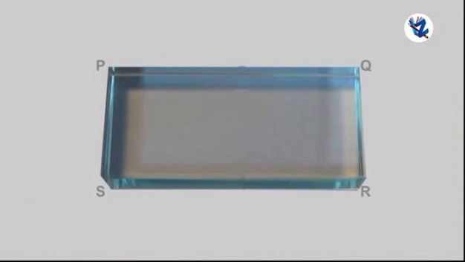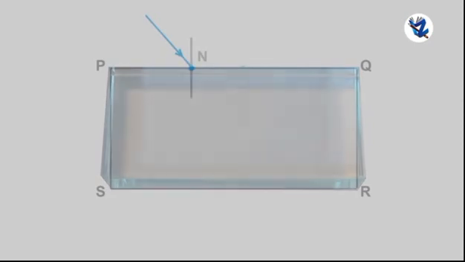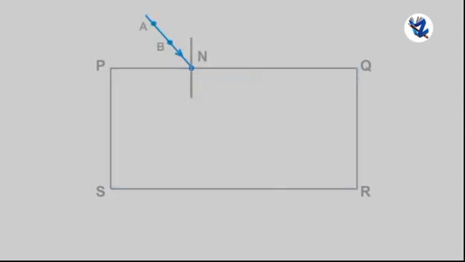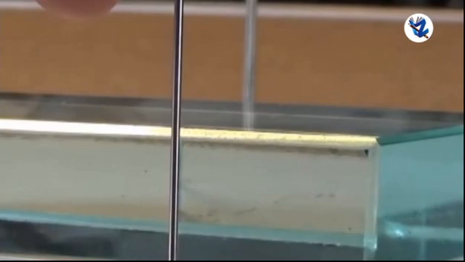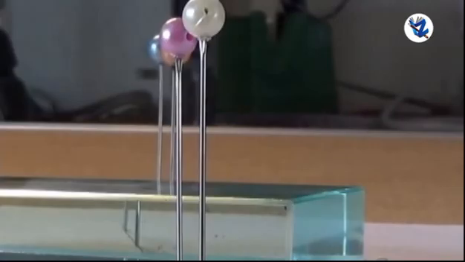Draw an inclined straight line on the side of PQ so that it intersects PQ at N. Pierce two pins vertically at two points A and B along the line. Look at the pins A and B from the opposite side of the slab and pierce pins C and D vertically so that the images of A and B are in line with C and D.